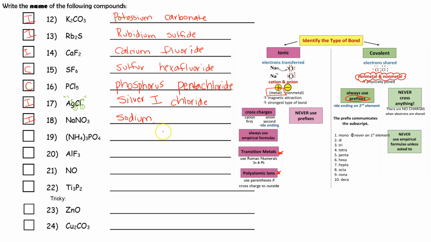We do not use a Roman numeral because sodium is not a transition metal. Then we're going to name the polyatomic ion, nitrate. All right, let's go to number 19.